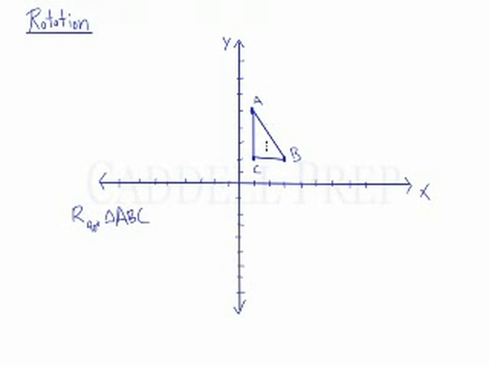Let's try rotating this triangle ABC 90 degrees. So let's first write down what the rule is. We're going to take our x, y coordinate and change it to negative y, x. So let's write down our coordinates. We have A, B, and C. A is 1, 5. B is 3, 2. And C is 1, 2.